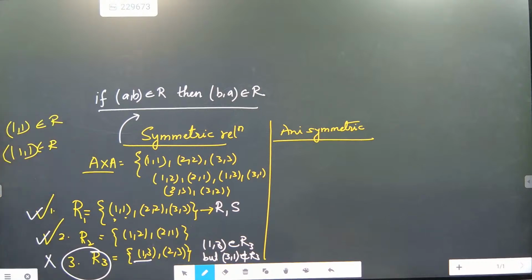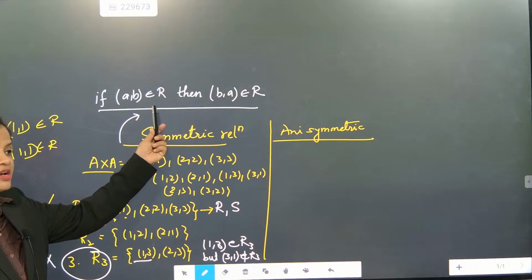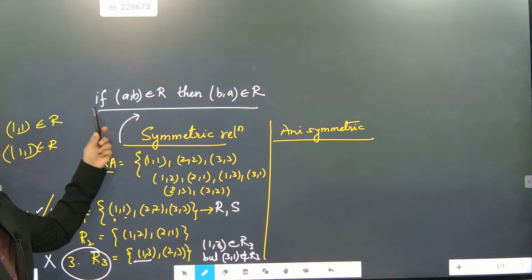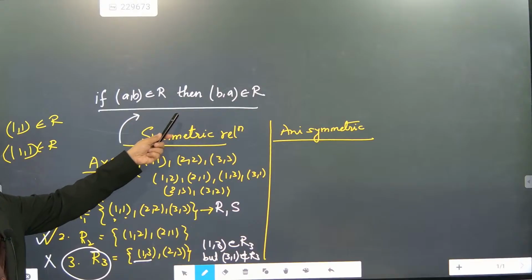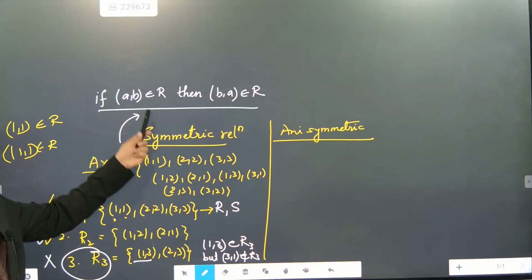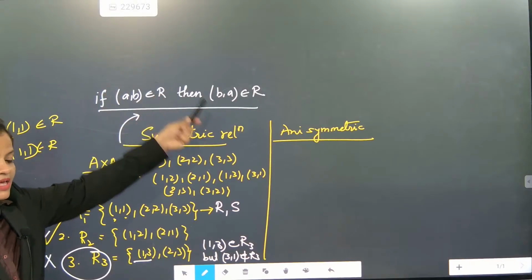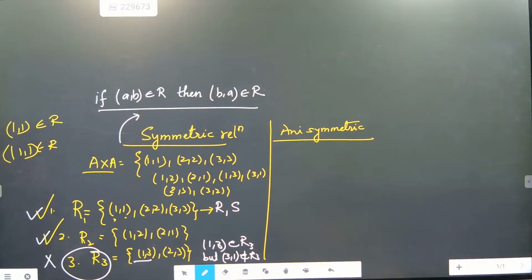Santosh, final moment, write everything. And this is the most important condition for a symmetric relation. What is the statement? Say with me: if (a,b) belongs to R, then (b,a) belongs to R. Understood? So if (a,b) belongs to R, then its opposite will also belong to R.